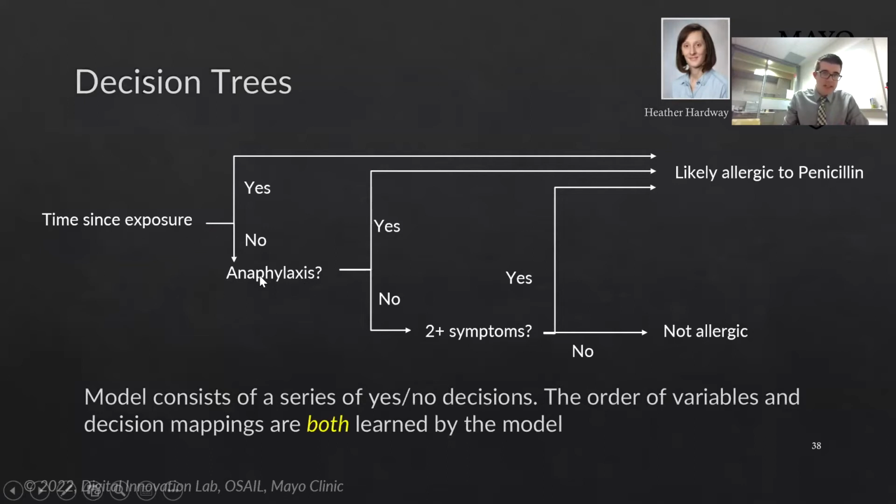And so an example of a decision tree, we have different variables or different characteristics. So whether or not the patient had the symptom of anaphylaxis or 2 or more symptoms, and whether or not you answer yes or no makes it more or less likely that you are allergic to penicillin. And so this is a great example that's rules-based, but of course with machine learning, we want to learn this ourselves. And so the machine learning can learn, first of all, which variables are important, and then the order of variables that contribute to these different decisions.